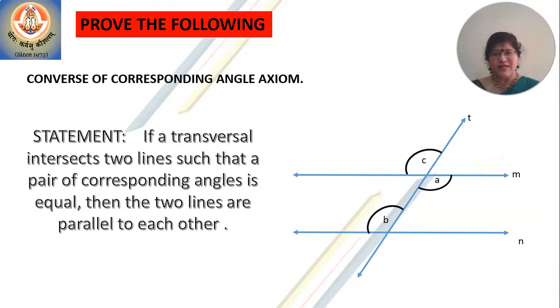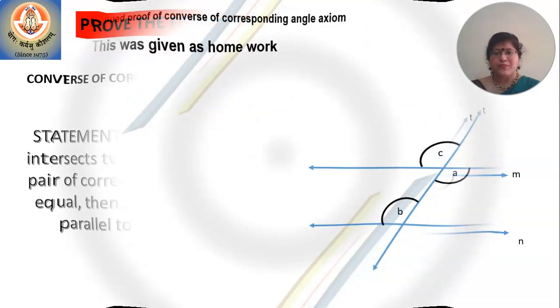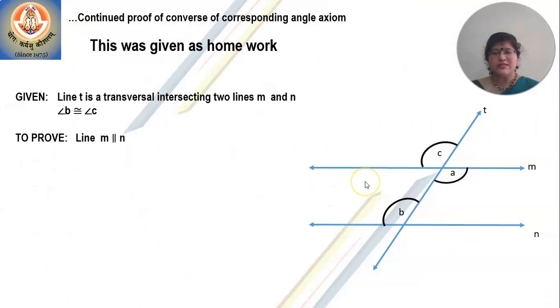Students, this proof was given as homework. So students, this is the proof of the converse of corresponding angle axiom. Now you know the statement for corresponding angle axiom. So what is given? That T is a transversal intersecting two lines M and N, and a pair of corresponding angles is congruent. That means you take any one pair of corresponding angles. I have taken angle B congruent to angle C. Okay, so that you have to mention out here, and you have to prove M is parallel to N.